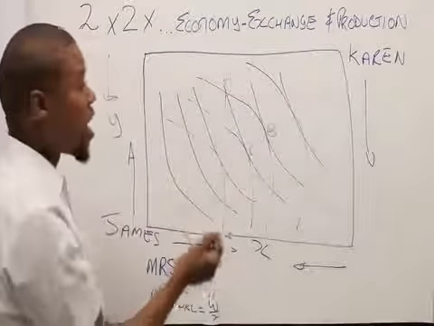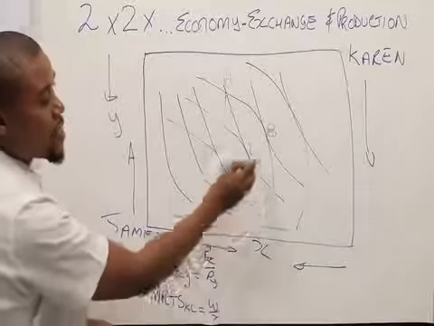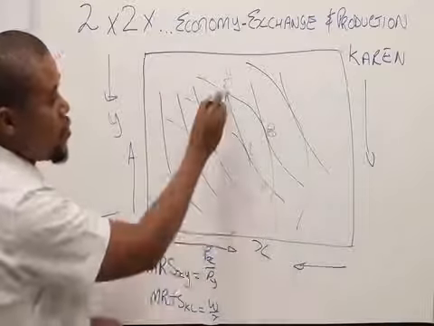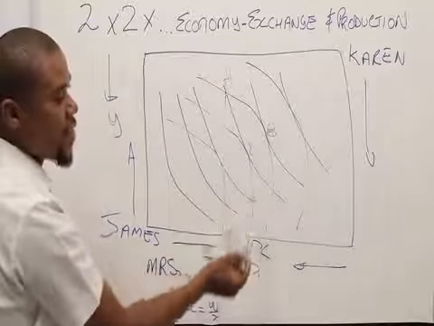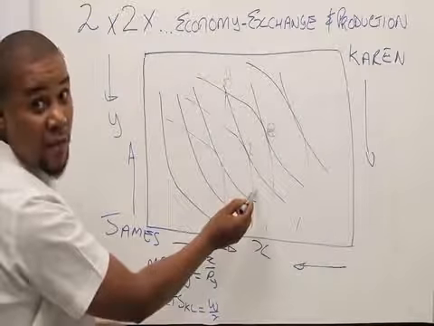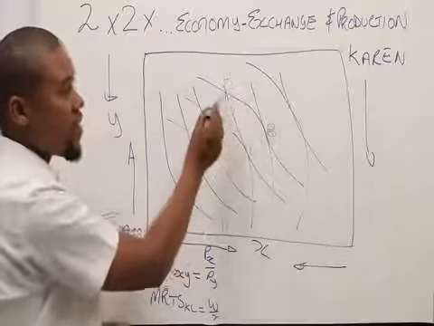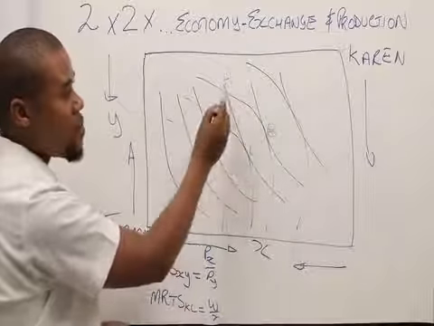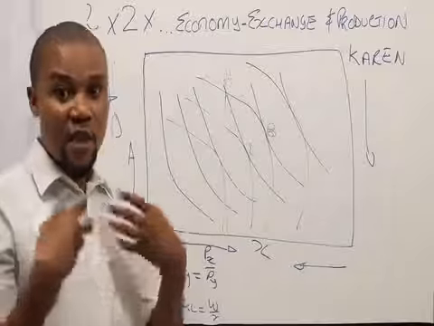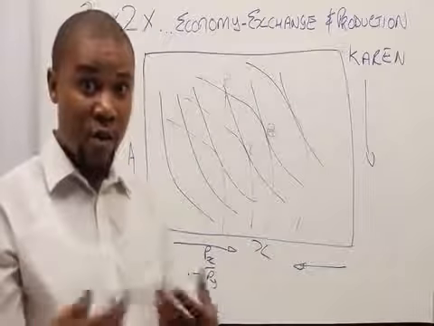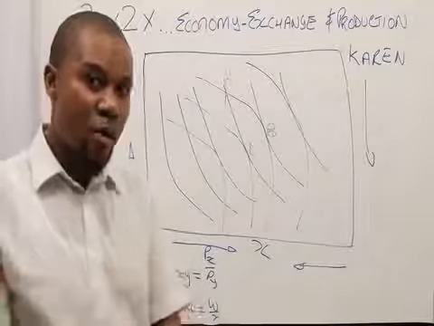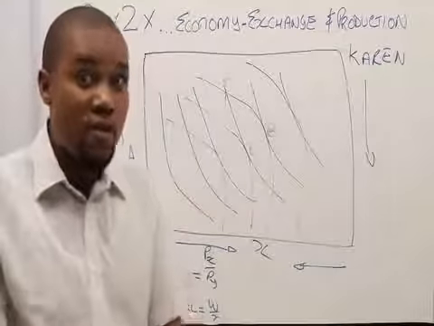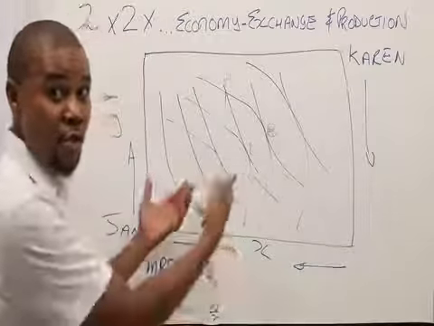But what happens to Karen? Karen was on this indifference curve. And then when we move from point A to point D, she moves from this indifference curve to a higher level of utility. So either way, whether they move from A to B or they move from A to D, the utility of one of the consumers has been improved, the other one remains the same. And that's because of the virtues of trade. So trade has been useful in this economy.